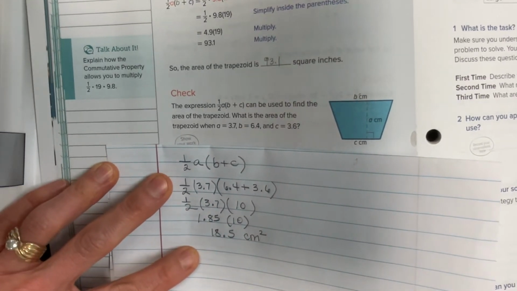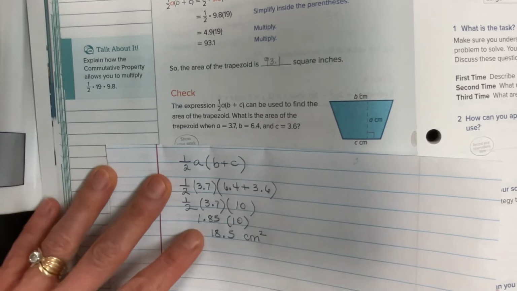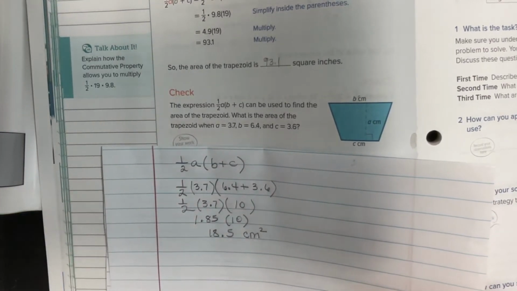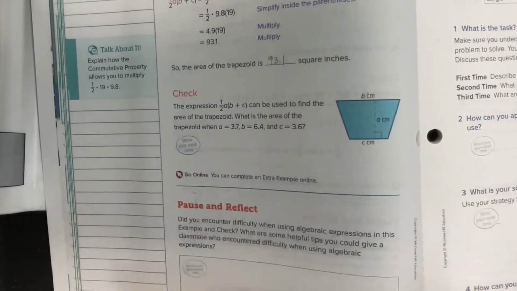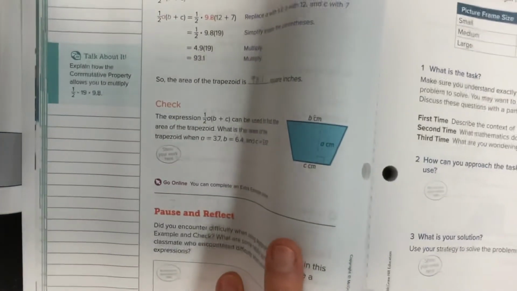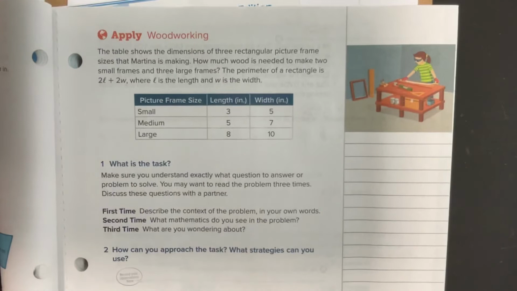Okay, so again, this lesson is really just substituting the value or the number of the variable in its place and then following order of operations. So we have one more task to do here, or maybe two. It's the apply problem. And this is about picture frames. We had a picture frame problem in those Aspire questions.